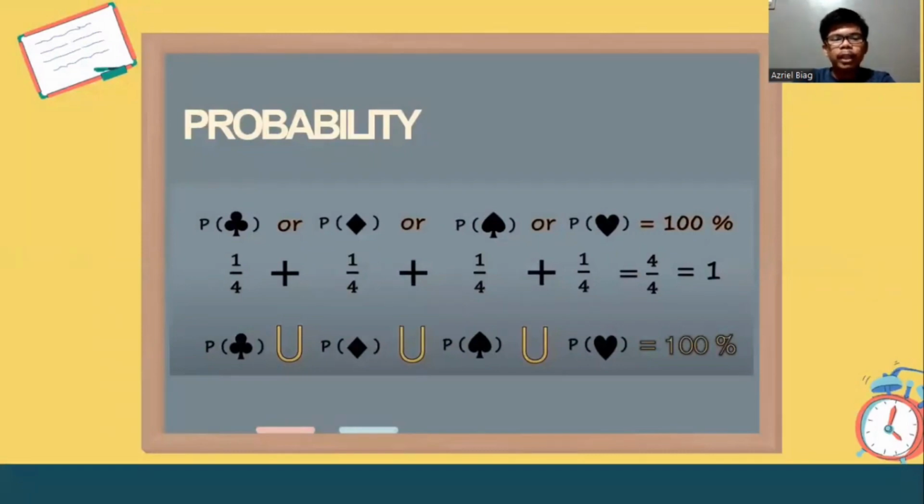If you add all the probabilities of each symbol, you will get 4 over 4. Since 1 plus 1 plus 1 plus 1 is equal to 4, then copy the same denominator, which is 4. And 4 over 4 is equal to 1. In probability, 1 means certain. It means the event will surely happen. Therefore, randomly choosing a card in a standard deck of cards, the probability of getting a club or diamond or spade or heart is equal to 100%.